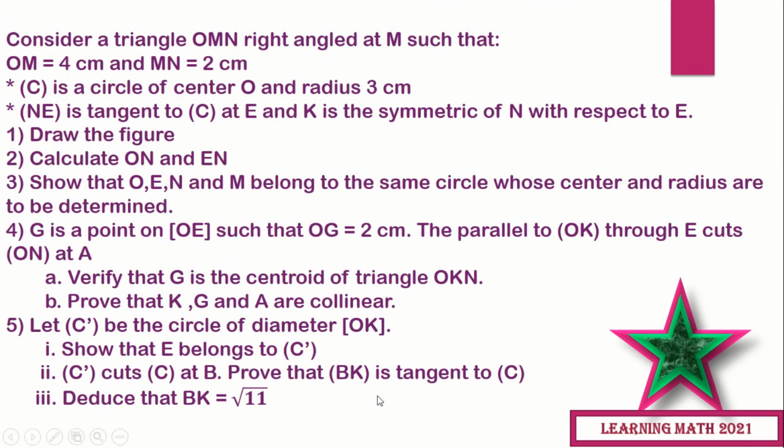Prove that BK is tangent to C. Well, how do we prove a tangent? To prove that BK is tangent to the circle C, it's enough to prove it perpendicular to the radius. So we need to prove that KB is perpendicular to OB. But if you note something, we have the given that B is a point that is the intersection of the circles C and C'. So we can say that B is a point on the circle C'.